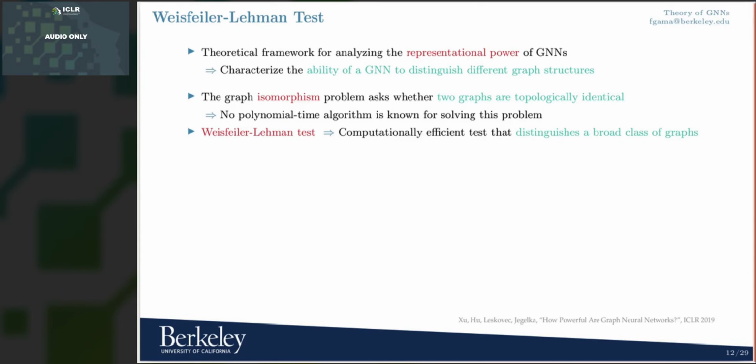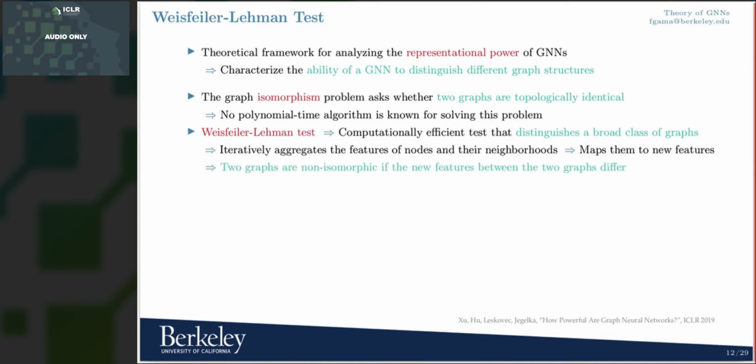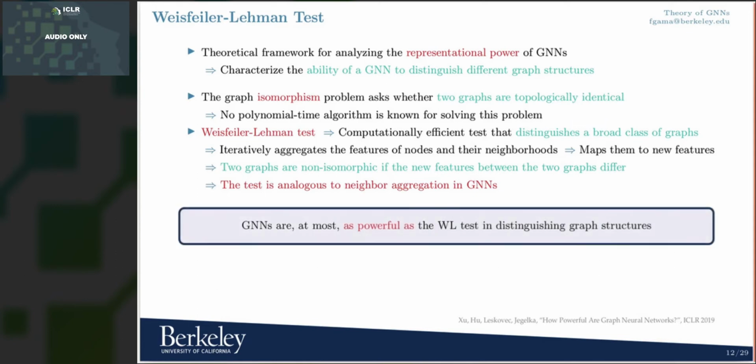This WL test is a computationally efficient test that distinguishes a broad class of graphs. Not all graphs can be distinguished by this test, but a very broad class of graph topologies can. The WL test works by iteratively aggregating the features of nodes and their neighborhoods and mapping them to new features. Then the test concludes that two graphs are non-isomorphic if the new features between the two graphs differ. The authors realized that the WL test is analogous to the neighbor aggregation step in GNNs. Thus, they were able to prove that GNNs are at most as powerful as the WL test in distinguishing graph structures.